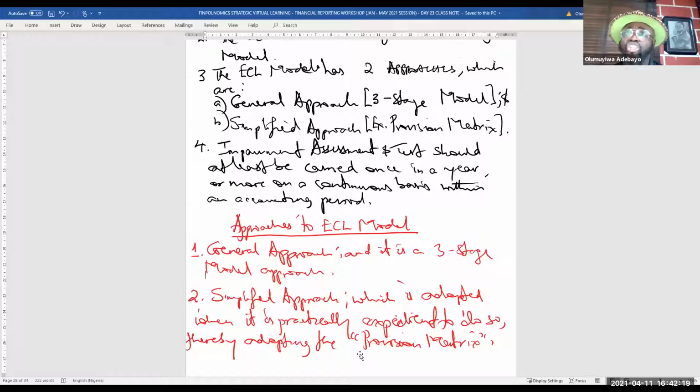Again, the simplified approach is commonly used for financial assets that are not interest-bearing. What are financial assets that are not interest-bearing? Examples are trade receivables without financing elements, and lease receivables without financing elements. All of those we can apply the simplified approach to by way of a provision matrix. It is adopted only when it is practically expedient to do so, and that is the position as at that point in time.